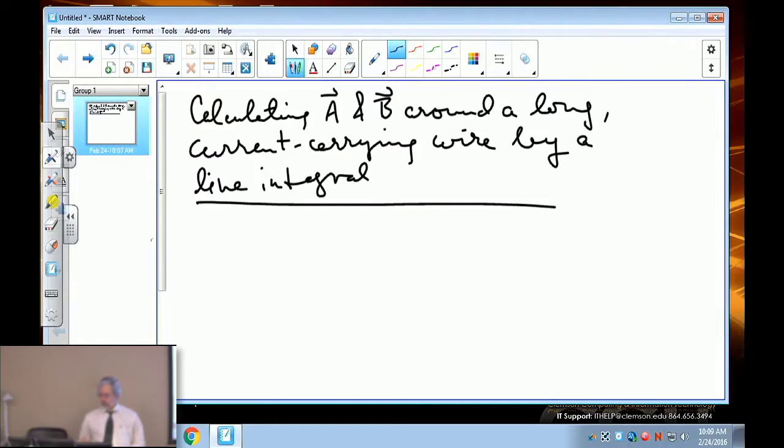First, the homework for today, which was calculating vector potential and the magnetic field for a long wire by using a line integral. And then we'll begin a recap of Chapter 3, the Magnetostatics.